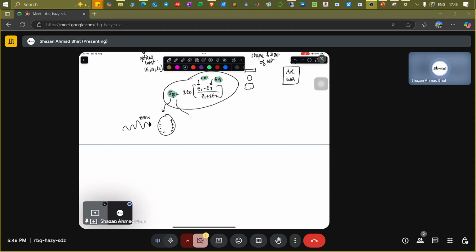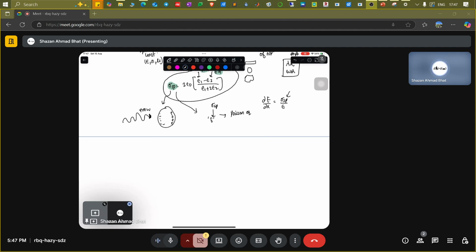Okay. Now, if you know sigma SP, then you can compute what will be the distribution of electric field. How can you do that? You can just simply solve the Poisson equation, which is dE over dx in one dimension. That will be sigma SP divided by epsilon. Okay. So this is the charge density. If you know its distribution, you can compute the electric field.